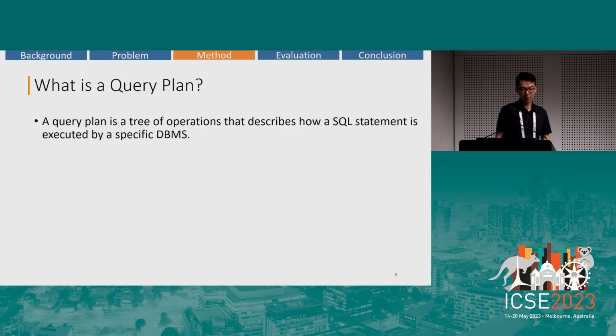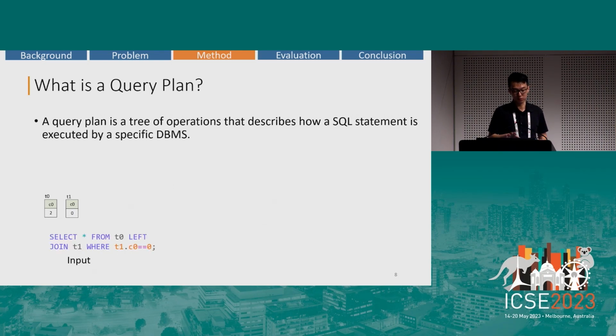Query plan, what is a query plan? A query plan is a tree of operations that represent how the query is executed. Suppose we have input to table T0 and T1. We have a query, select something from the two tables. If we want to execute this query, we have to translate it to a query plan. Because the query language is a declarative language, it only specifies your goal without specifying how to get your goal. So to execute your query, a database has to translate it to concrete execution steps and execute it.